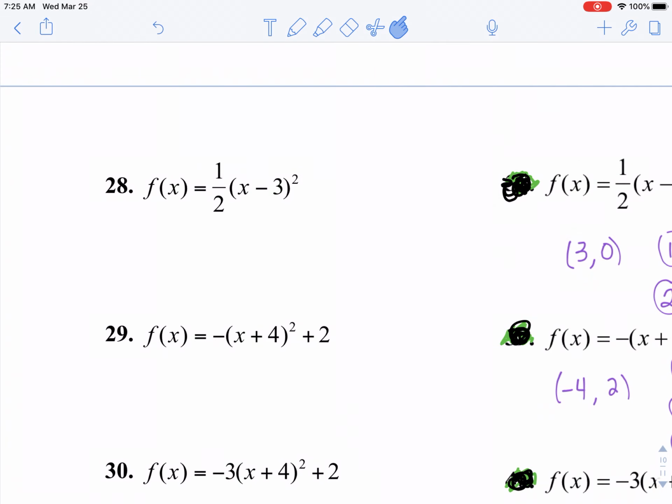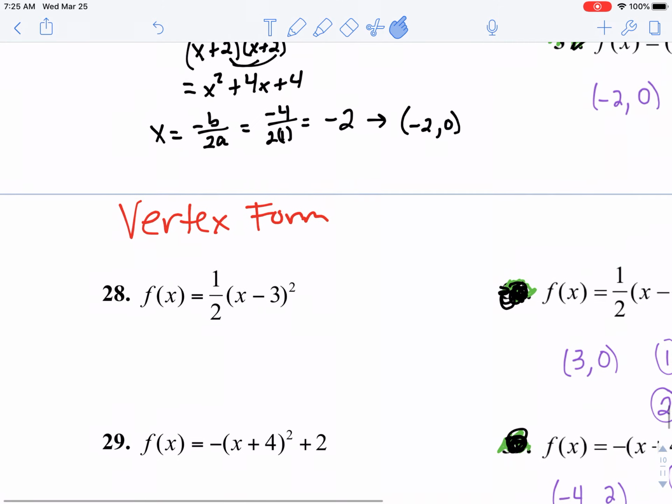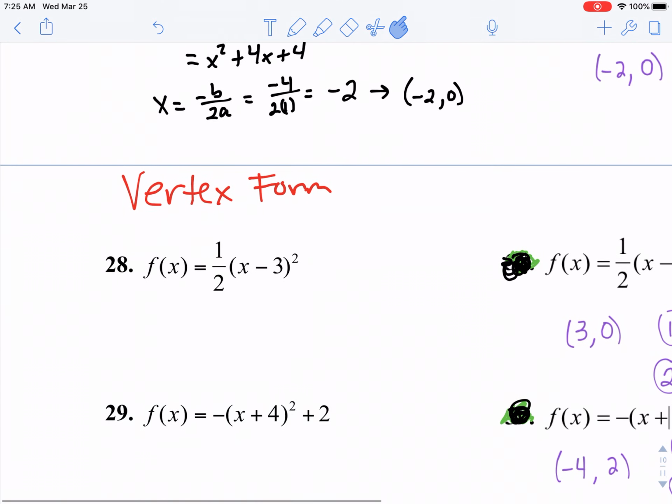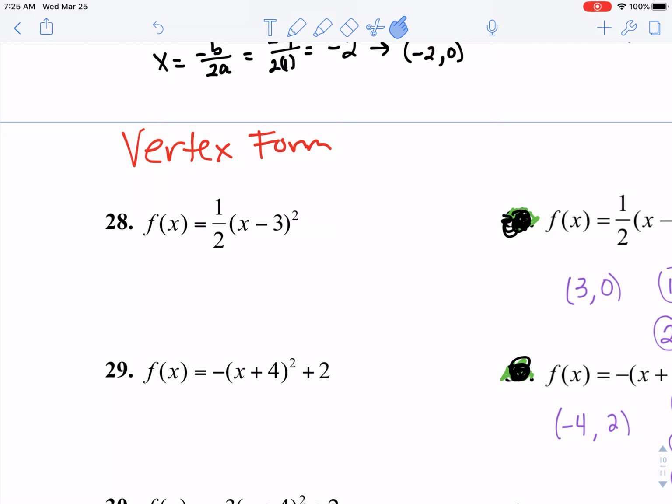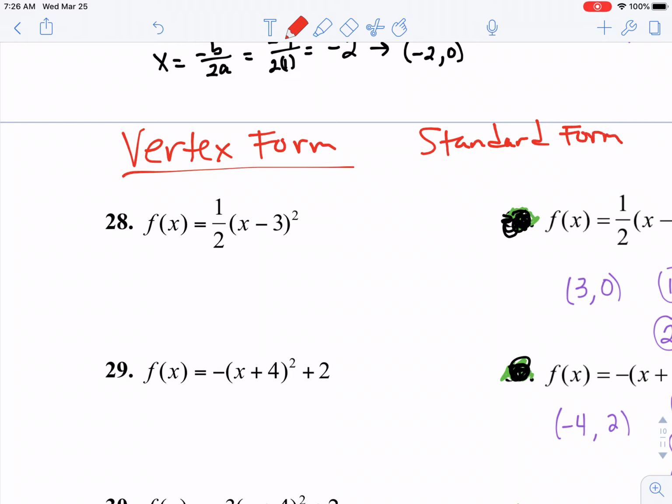Alright everyone, there's one more thing I'd like to discuss with you on the quiz review file, and that is called vertex form. Starting in number 28, actually number 27 also, but 28 down, these functions are all written in vertex form. Now you're used to seeing standard form, but these are not in standard form. These are in vertex form.